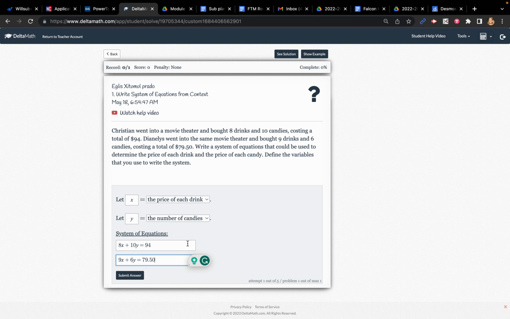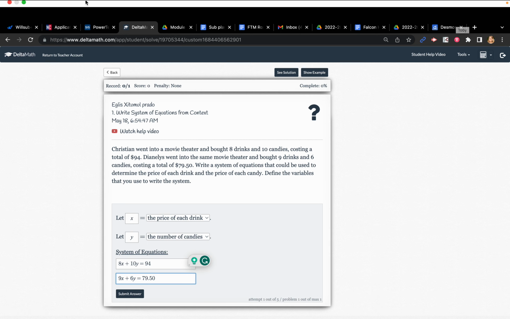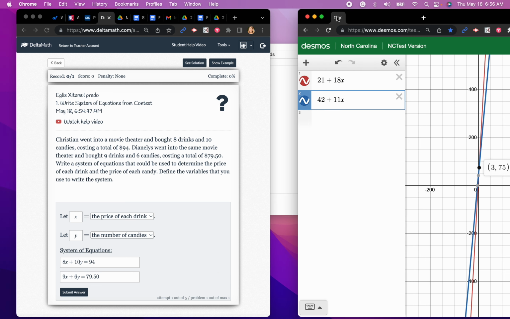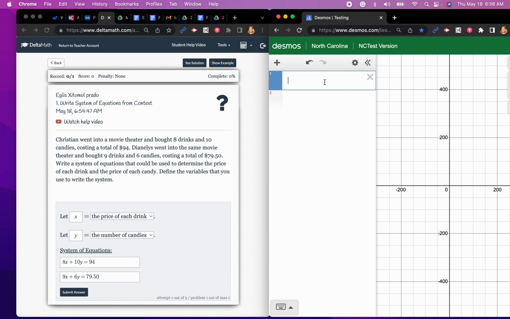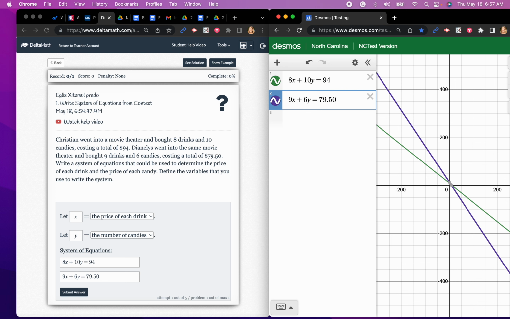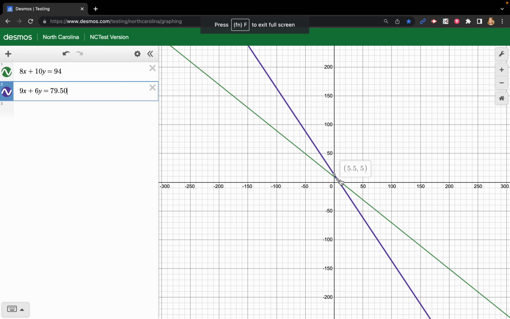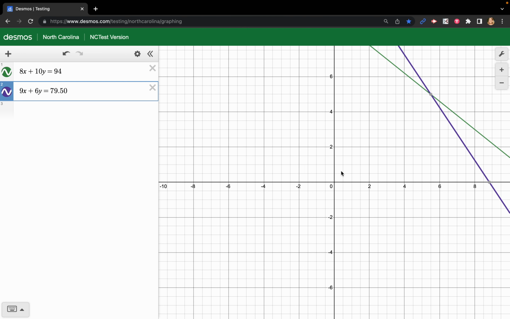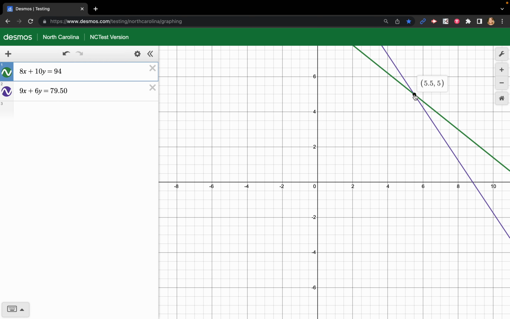Now, if I wanted to know how much a drink and a candy costs, I would type each of these equations into my Desmos, which is what you'll have to do for your test. So if I type in 8x plus 10y equals 94, and 9x plus 6y equals 79.50, I look for the point of intersection. It's really big, and there's several points here. They're giving you x and y intercepts, so let's make it back to the normal view. And if I click on the point of intersection, then 5.5 is my value of x, and 5 is my value of y, which means a drink is $5.50 and a candy is $5.